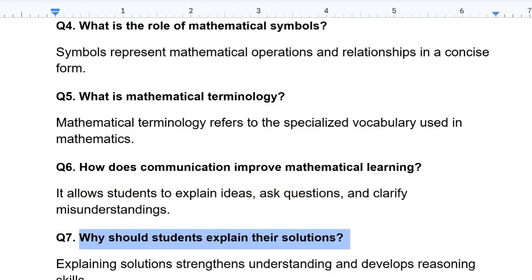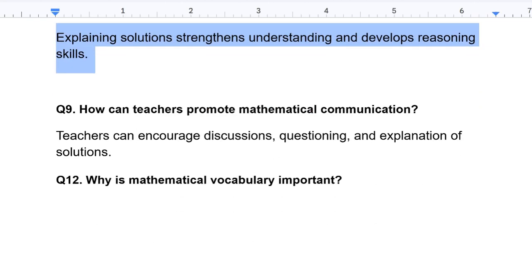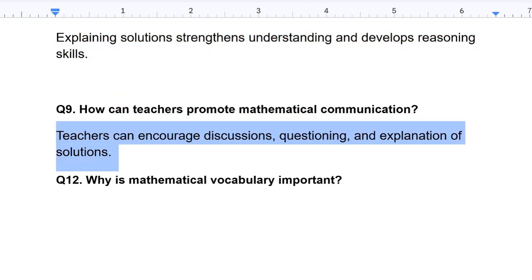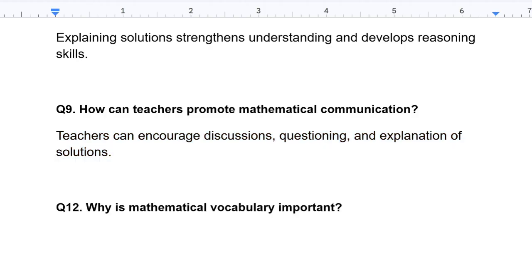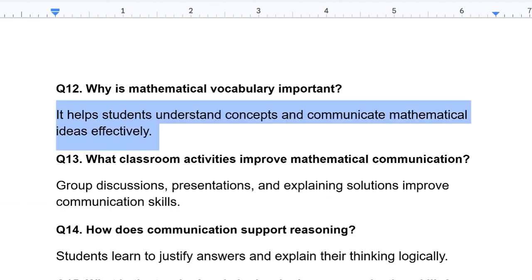Why should a student explain their solution? Explaining solutions strengthens understanding and develops reasoning skills. How can a teacher promote mathematical communication? A teacher can encourage discussion, questioning, and explanation of solutions. Why is mathematical vocabulary important? It helps a student understand concepts and communicate mathematical ideas effectively.